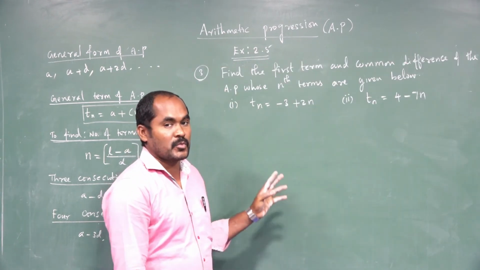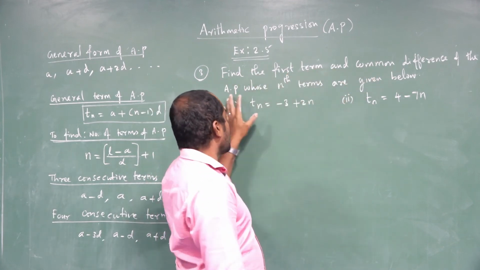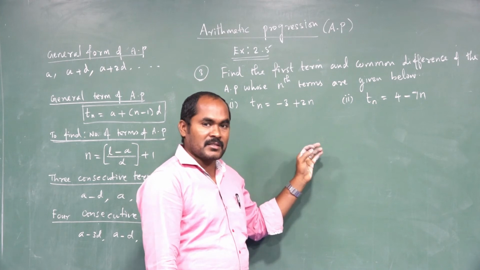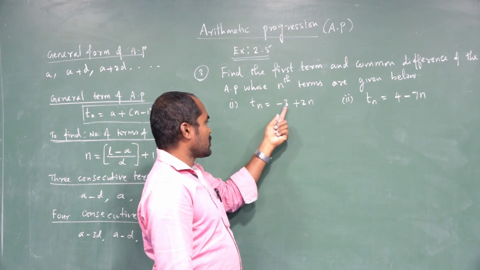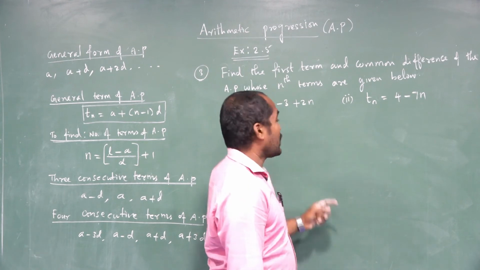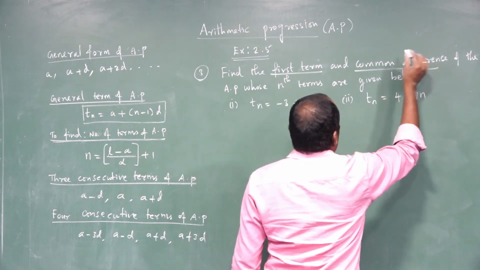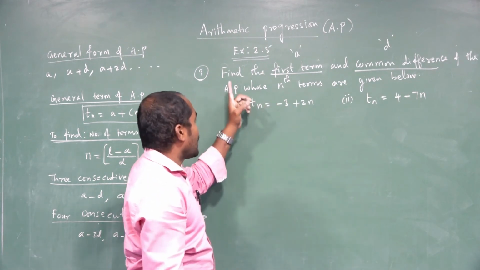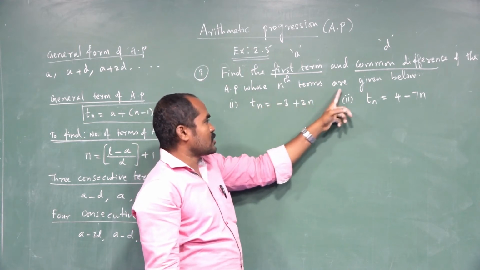Next, exercise 2.5, third. Find the first term and common difference of the AP whose nth terms are given below. Already I told you every sequence has an nth term. So here some sequence nth terms are given. Tn equal to minus 3 plus 2n, and the second one Tn equal to 4 minus 7n. So you want to find the first term, that is A, and the common difference D. So this is our question.